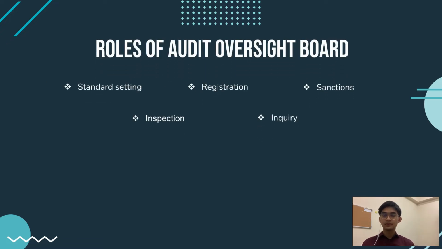Roles in AOB. Standard setting. AOB has the power to direct the Malaysian Institute of Accountants to establish, adopt, amend, modify, alter, or by any other means the auditing and ethical standards to be applied by registered auditors.